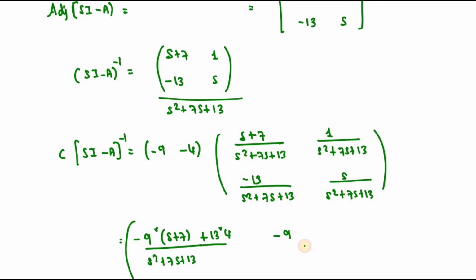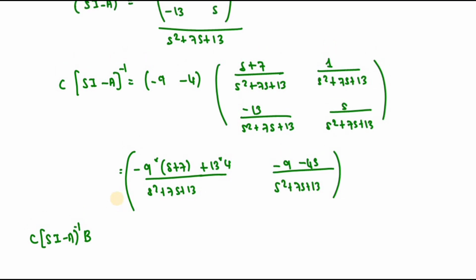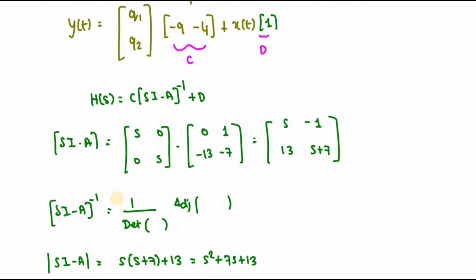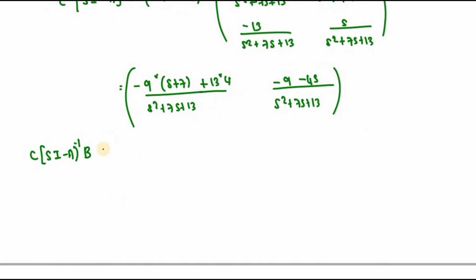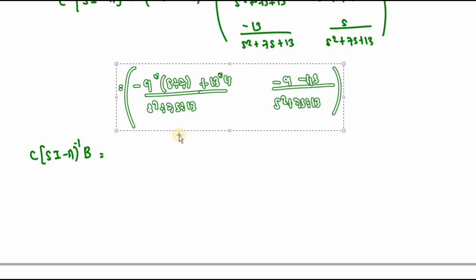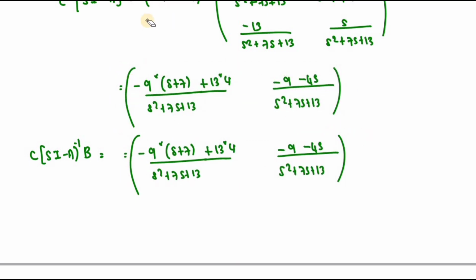Okay. Next, you have to multiply the sI minus A inverse with B. So what is the value of B? B is 0, 1. So let me take the entire term, I paste it here. Okay. So I have to multiply with 0, 1. So you will get minus 9 minus 4s divided by s square plus 7s plus 30.